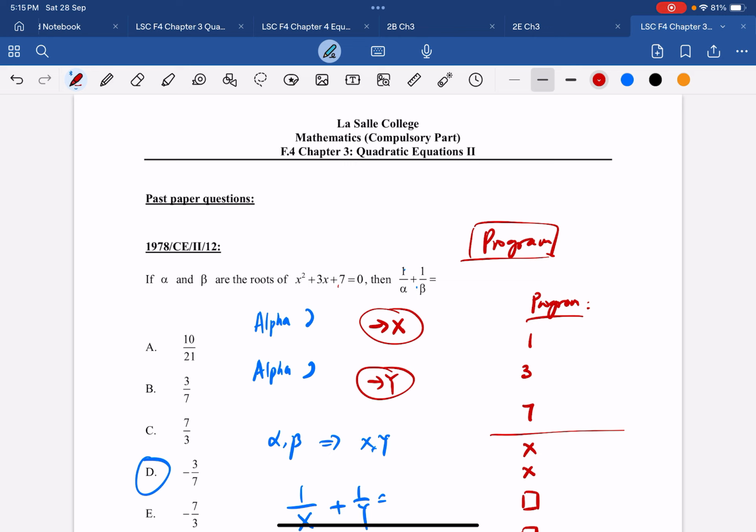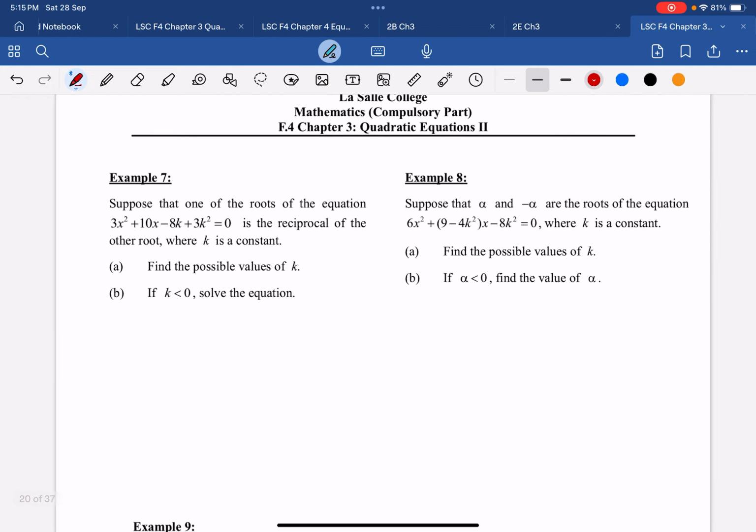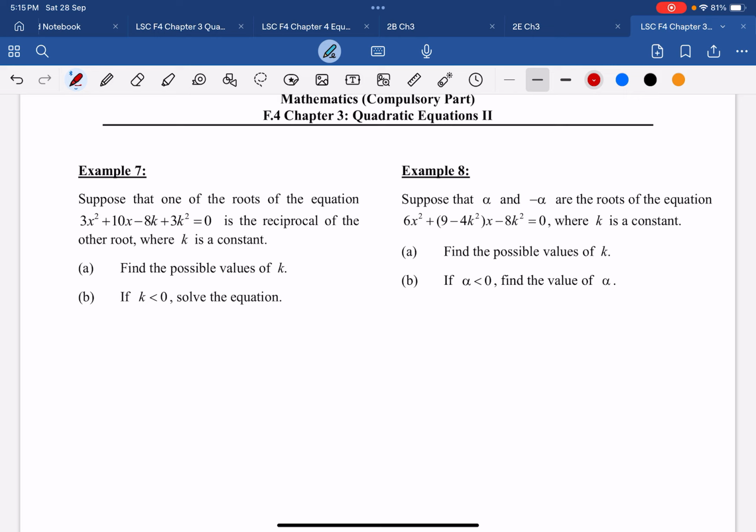Okay, just a few questions left. So let's go to example 7, page 18 of the note. So let's see. Suppose that one of the roots of the equation 3x squared plus 10x minus 8k plus 3k squared equals 0 is the reciprocal of the other root. Okay, reciprocal 即係點啊？倒數嘛. Okay, so ask you to find the value of k.